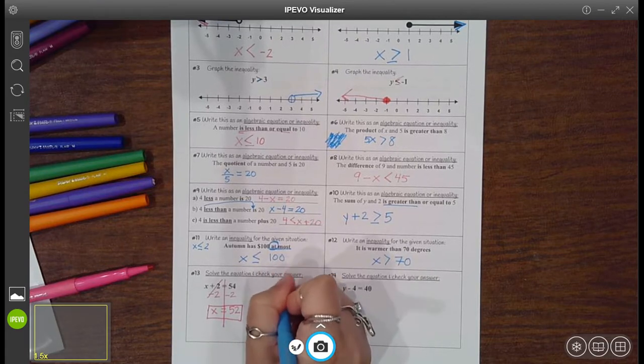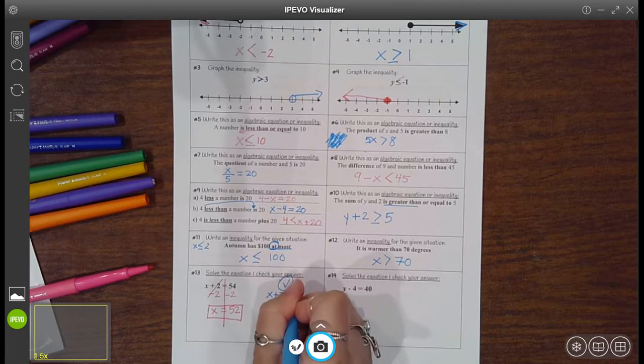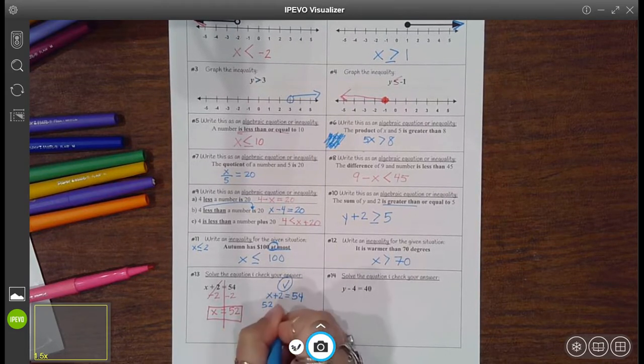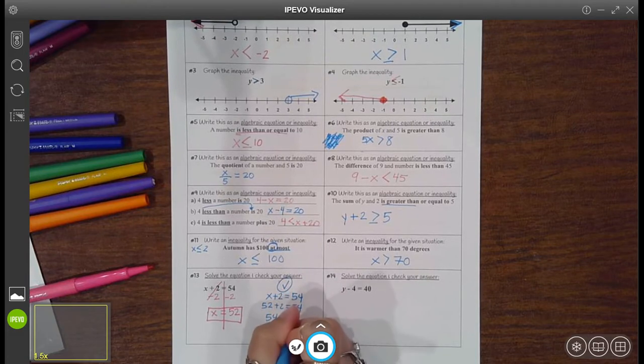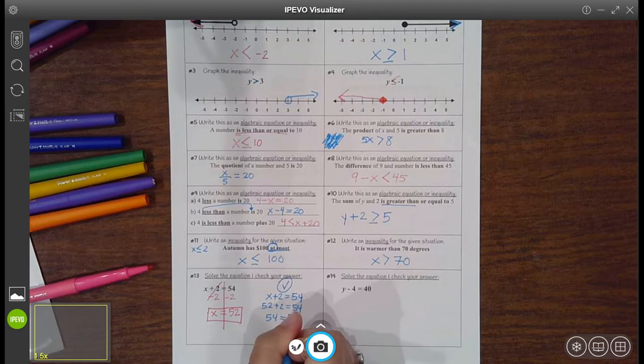We also want you to get in the habit of checking. How do you check? You write the initial equation. You substitute in what you think the answer is for x. So I'm going to replace x with 52. Now simplify. 52 plus 2 is 54. Bring down that equals, bring down that 54, and you get 54 equals 54, a true statement. So you know with confidence that 52 is the right answer.